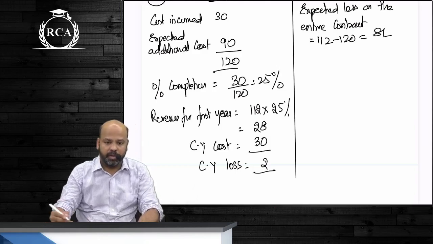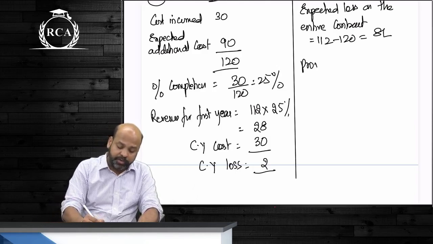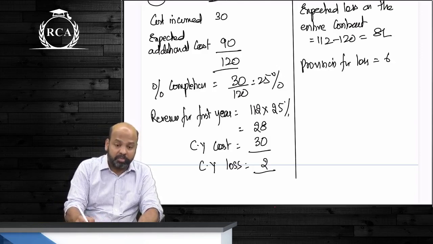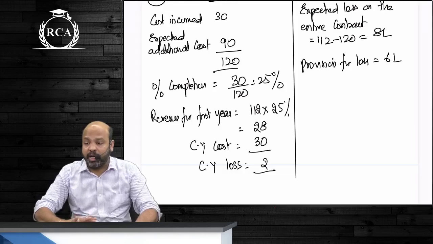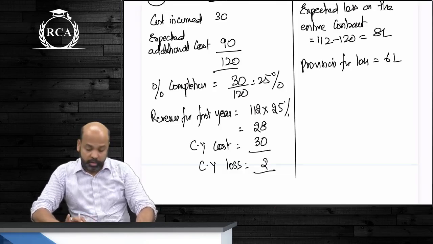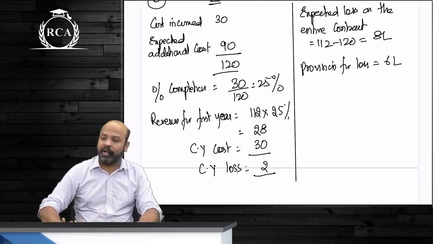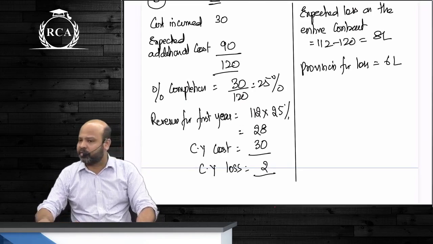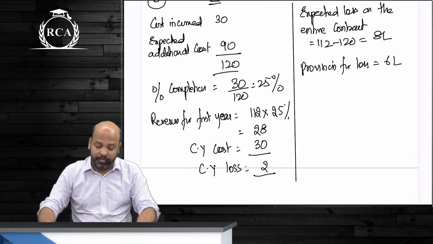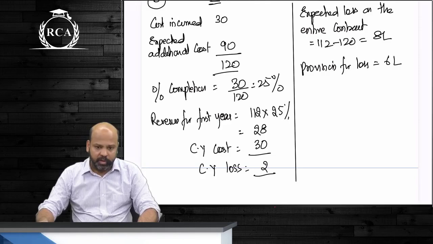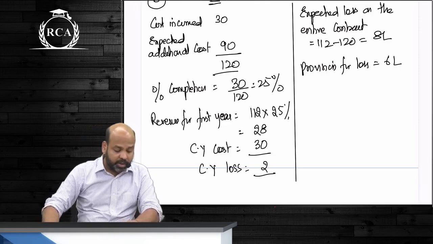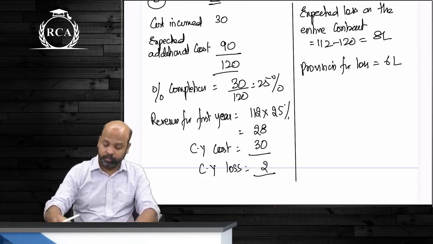Correct, kids? How much should be the provision for loss in the current year? Why only 6 lakhs? 2 lakhs is your current year loss, beta. So the provision for loss, guys, will only be for 6 lakhs. Now can you look at the requirements in relation to year 1?